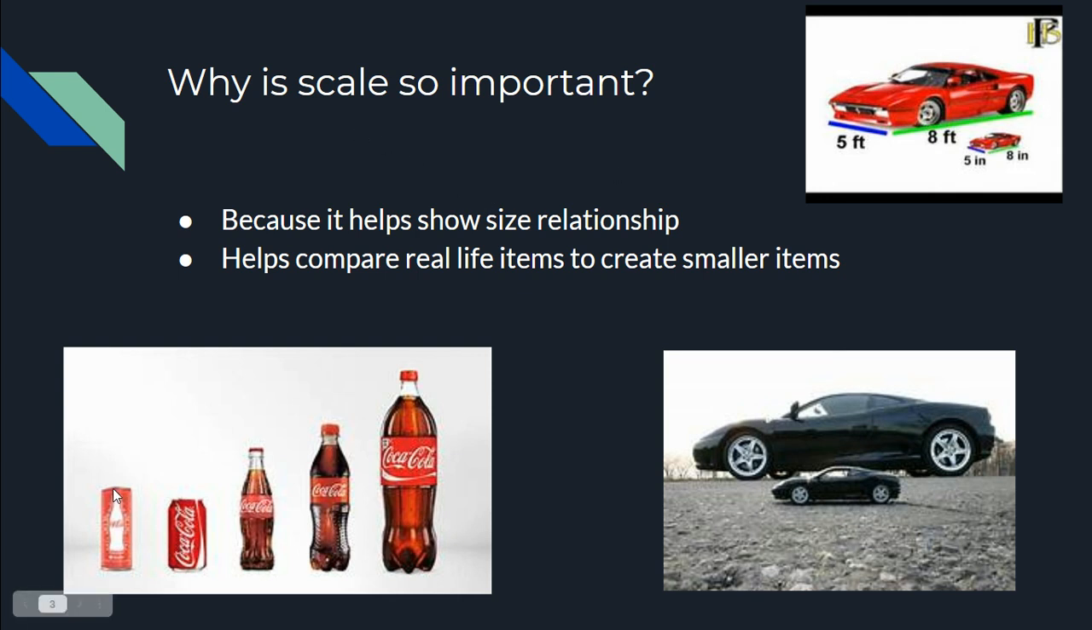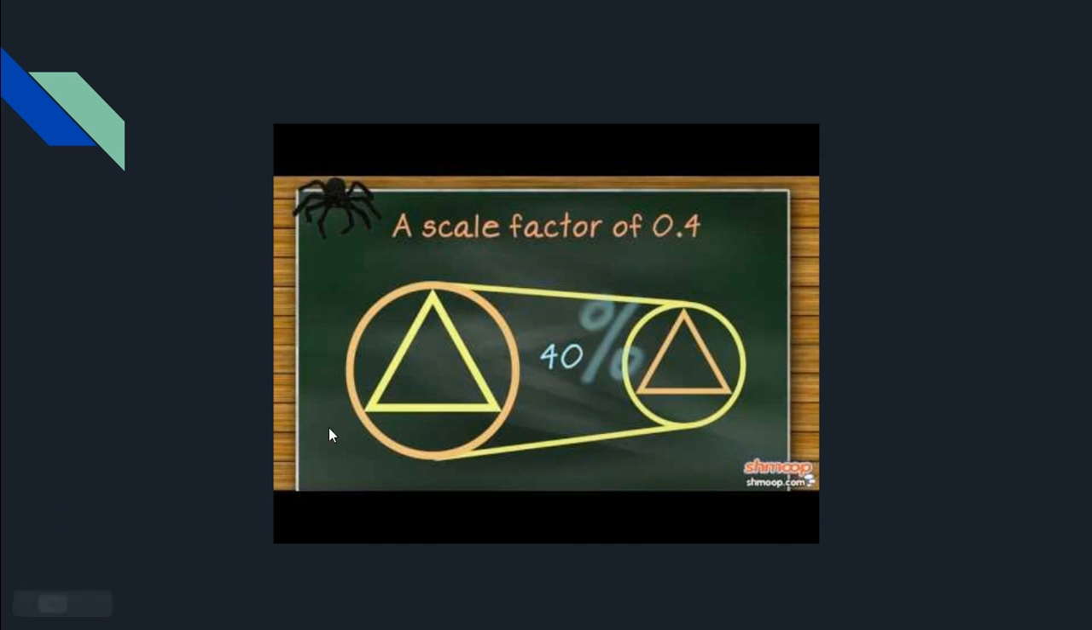In the bottom left corner, we have a bunch of Coca Cola cans and bottles. When you go shopping, you notice that some of them are bigger than others when it comes to cost. And this is how they make Coca Cola bottles. They use the scale from the smaller ones to make the bigger ones. Here's a video that I would like to show you on scale factor.